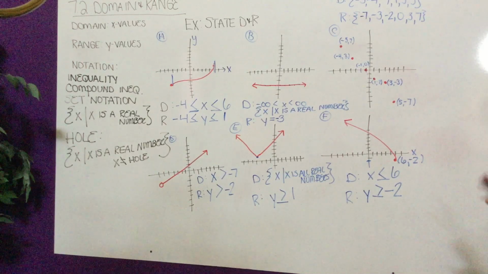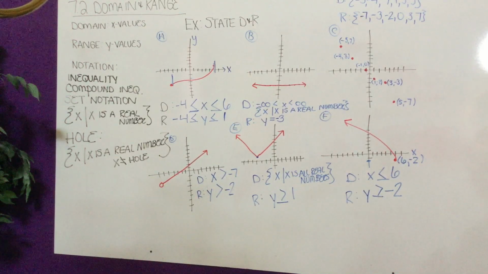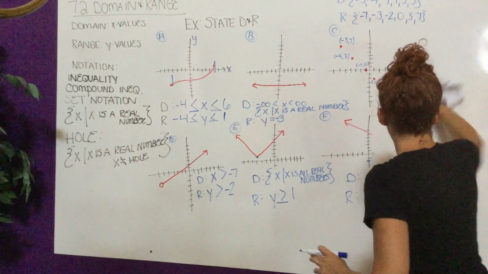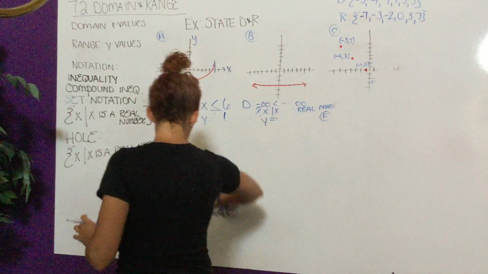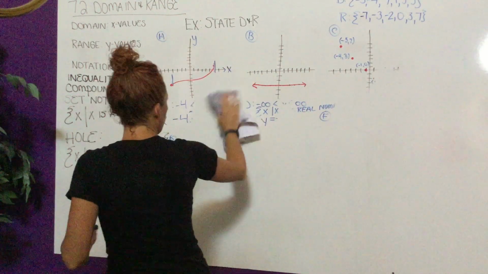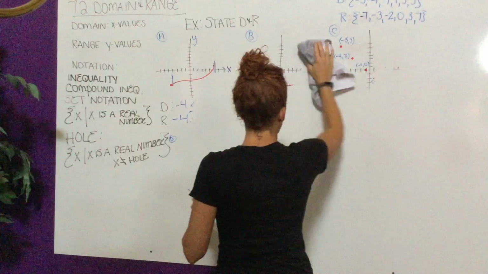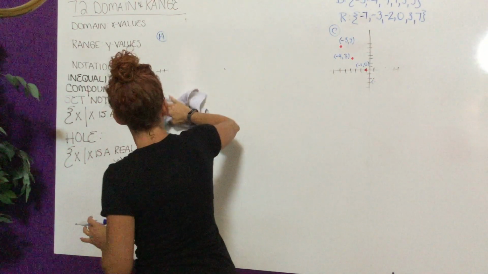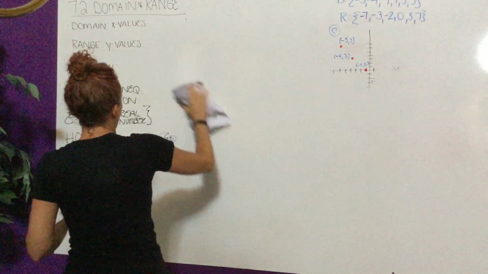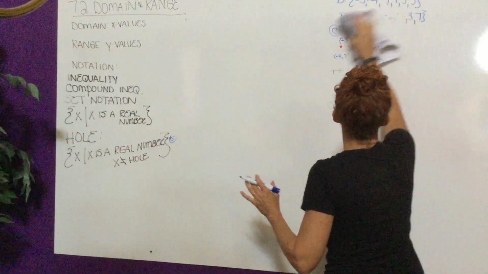All right, so there's the first 6. You might want to fast forward while I'm erasing. And we have 2 more with the instructions: state the domain and range.